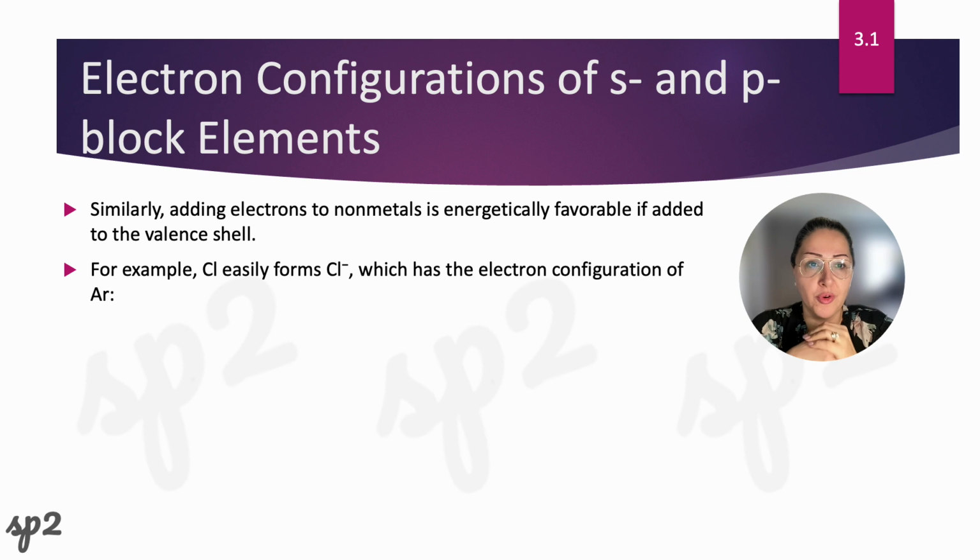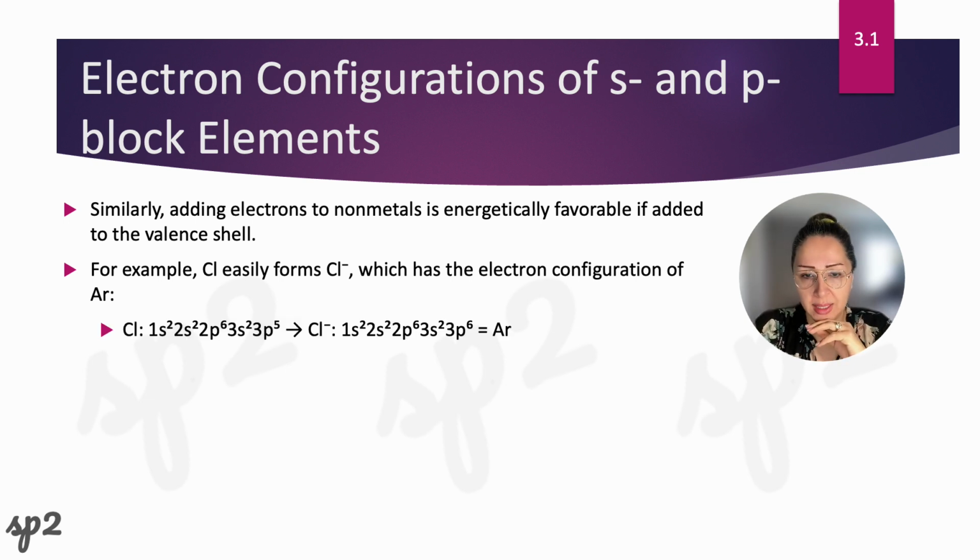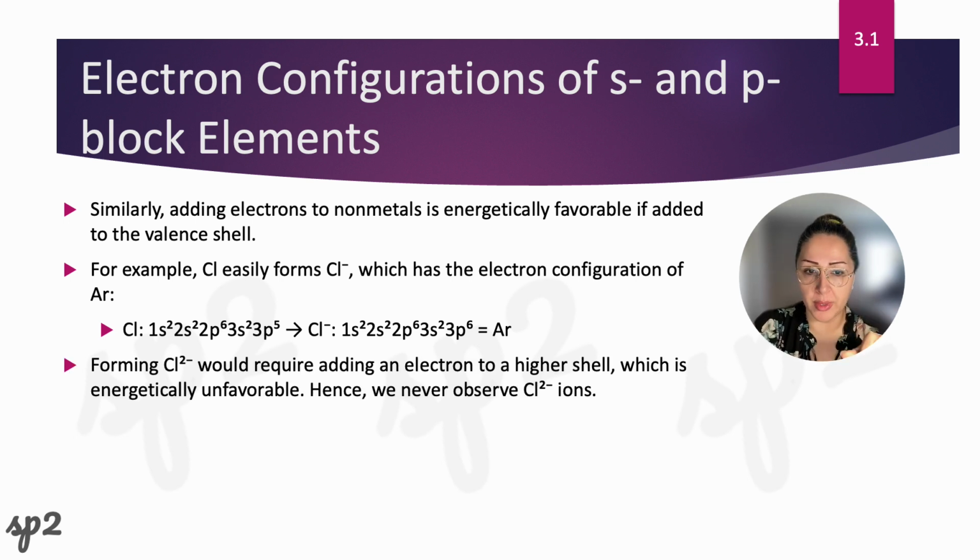So similarly, for the nonmetals, adding electrons to them is energetically favorable if we add that to their valence shell, right? For example, for chlorine, we said that it is so easy to make it as chloride because we have high electron affinity. And when you're looking at the electron configuration, we actually can see that we are reaching the argon configuration, right? So formation of chloride with 2 negative charge, that anion, requires adding another electron to a higher shell, which is not going to be favorable, right? And therefore Cl with 2 negative charge does not exist, right?